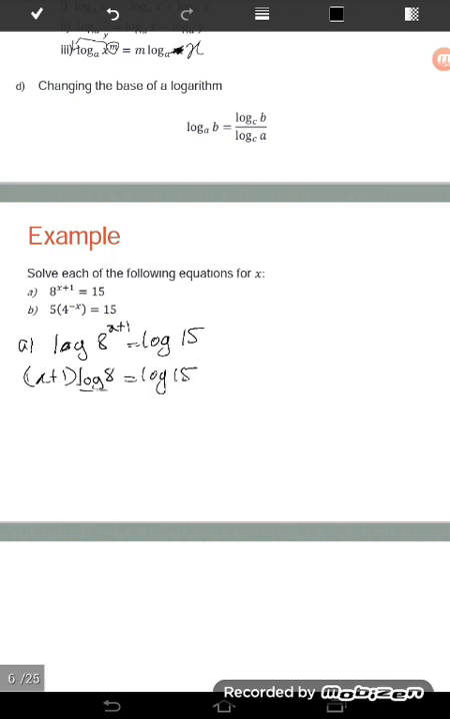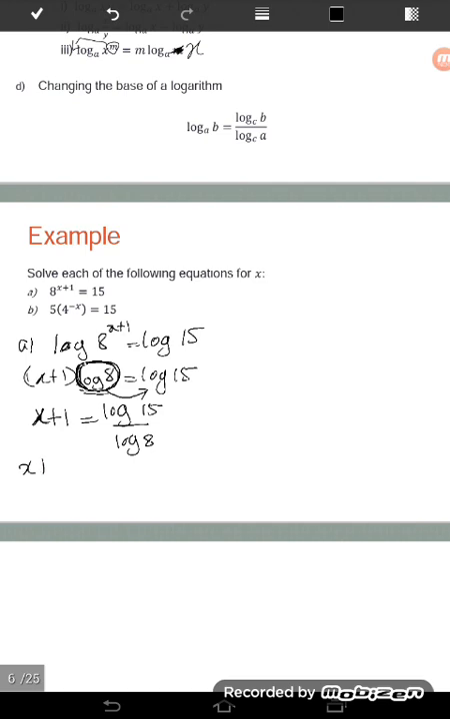And then you need to bring this log 8 to the right. Okay, so jangan bawa 8 saja. This one actually together log 8. So korang tak boleh pecahkan, bawa 8 sebelah, log tinggal sebelah, ataupun bawa log sebelah, 8 ni tinggal sini, so tak boleh. So this one together log 8. Okay, so together you bring to the right. So you will have x plus 1 which is equal to log 15 divided by log 8.